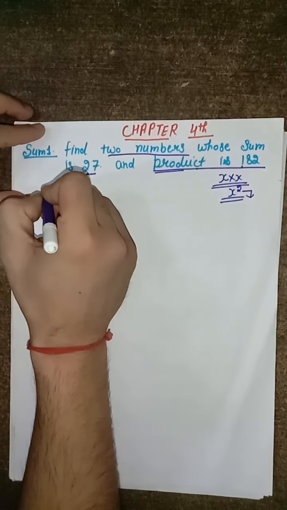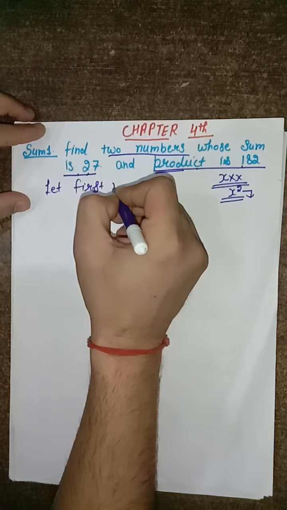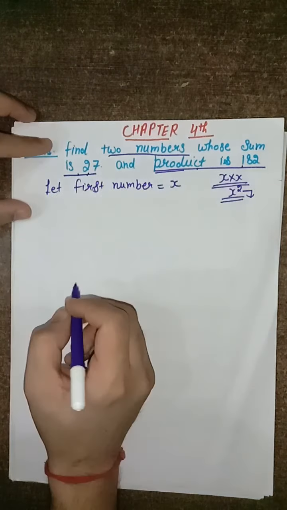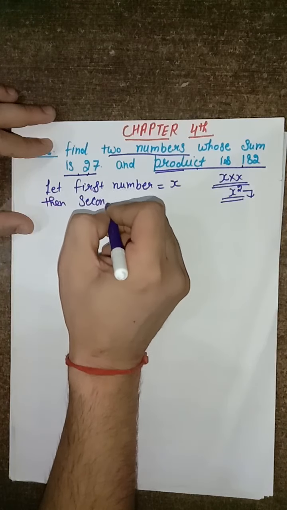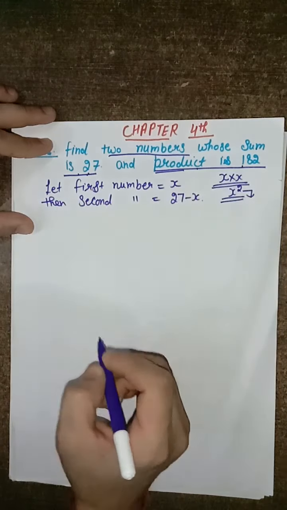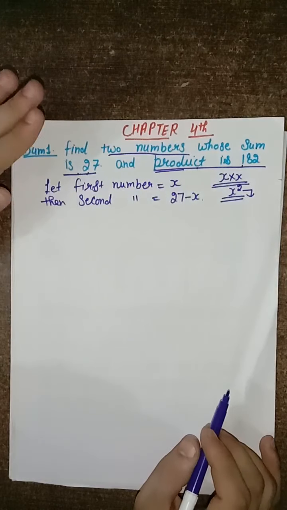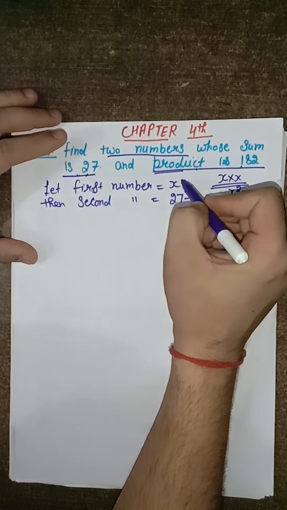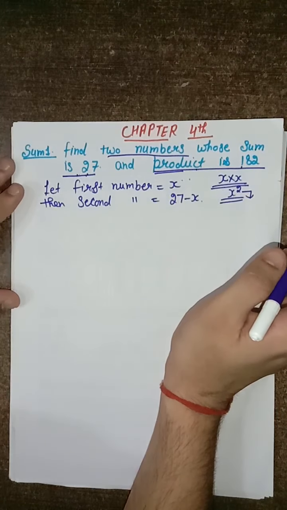Let's start. Let the first number equal x, then the second number will be 27 minus x, because the sum is 27. The statement clearly mentions that the sum is 27. If we assume our first number is x, then automatically the second number will be 27 minus x.